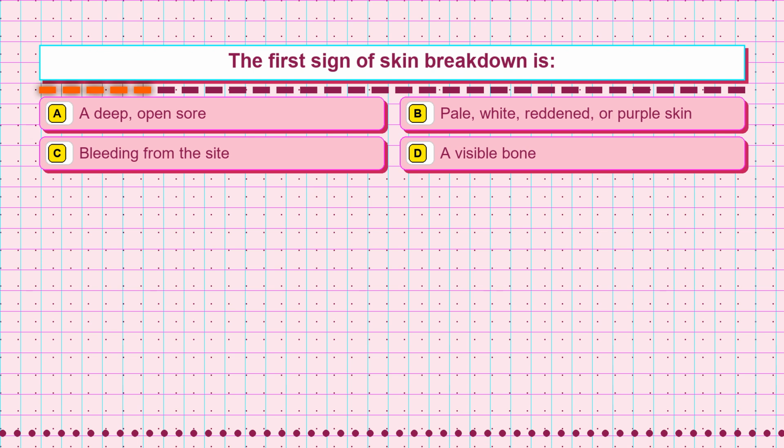Question 78. The first sign of skin breakdown is: Option A. A deep, open sore. Option B. Pale, white, reddened, or purple skin. Option C. A bleeding from the site. Option D. A visible bone.